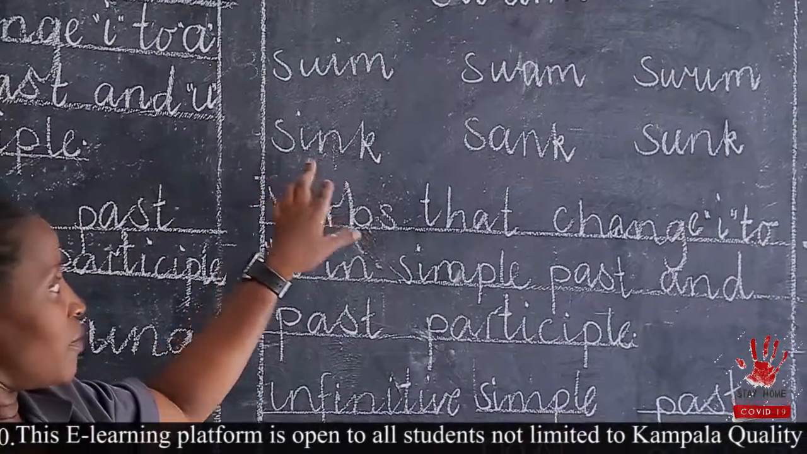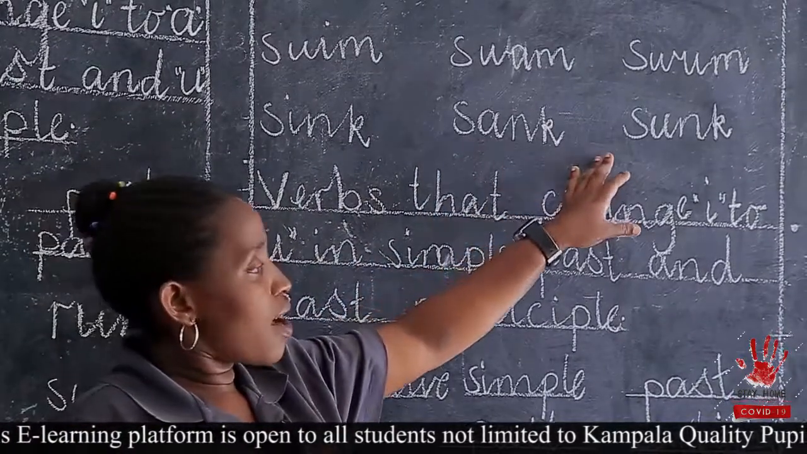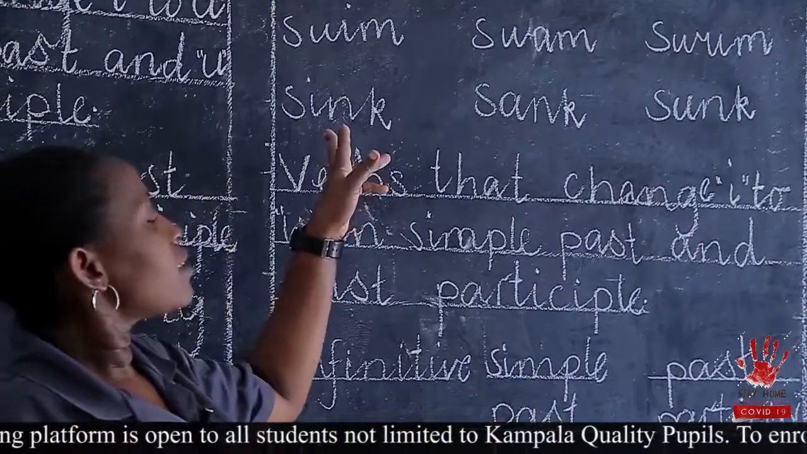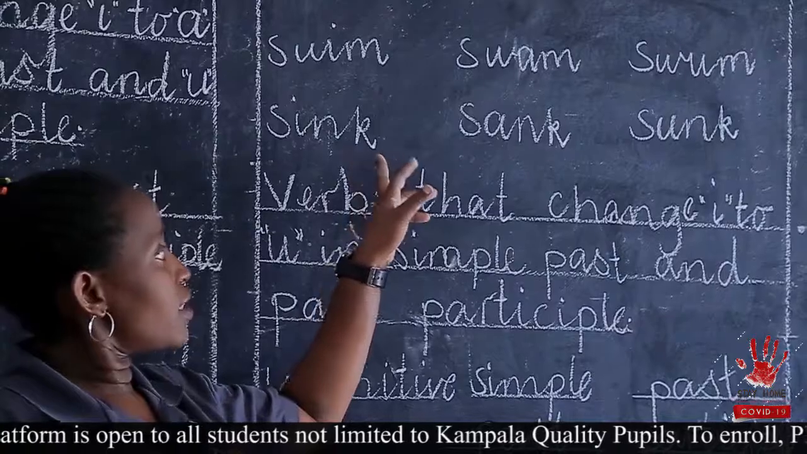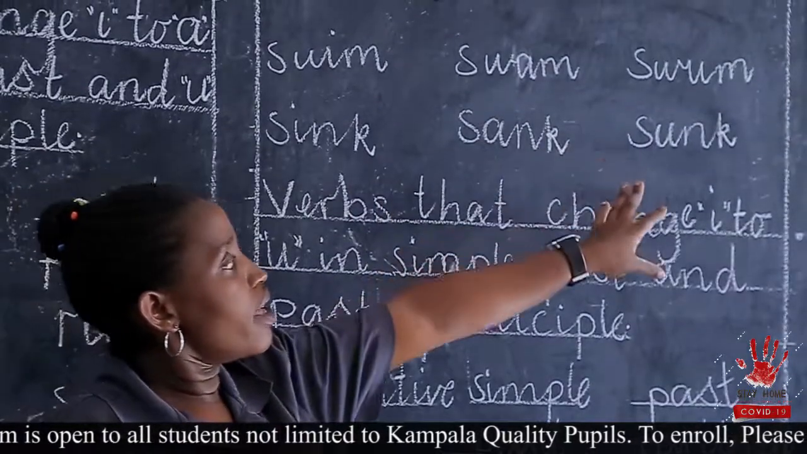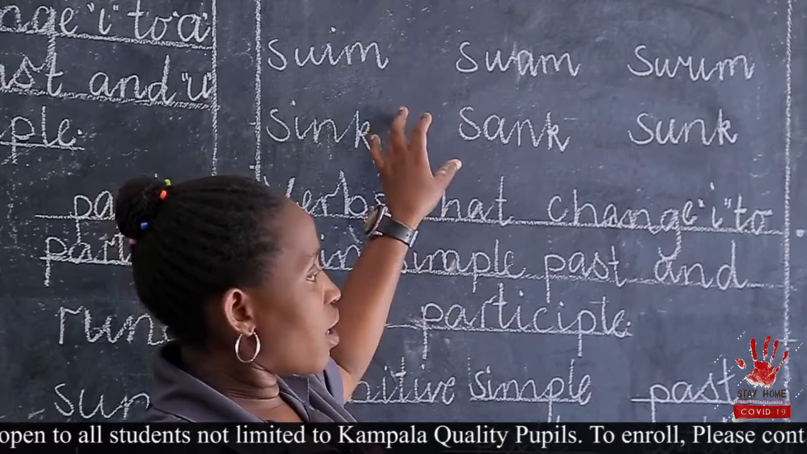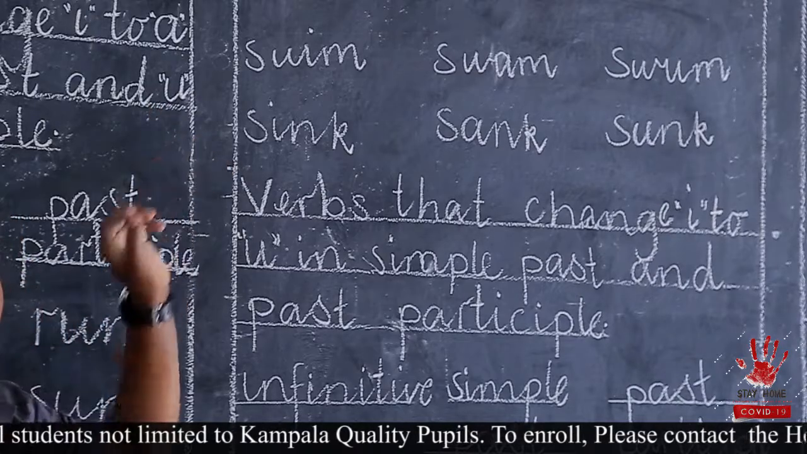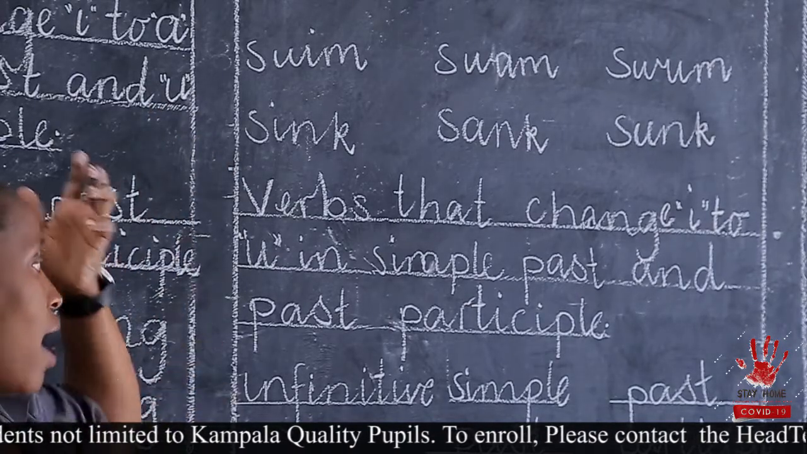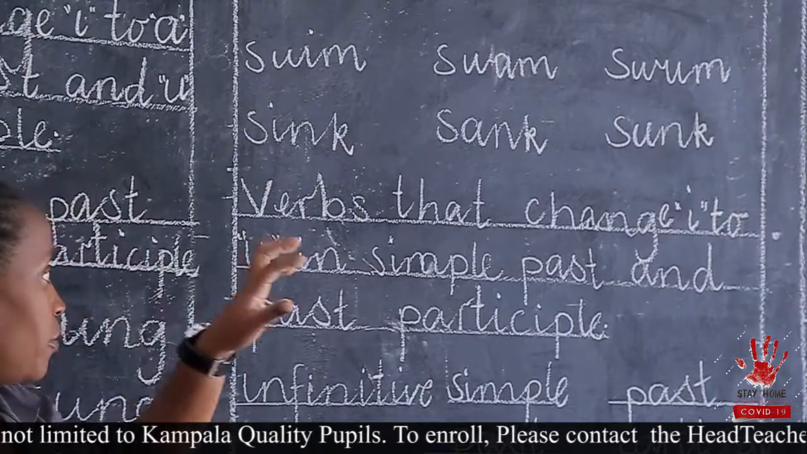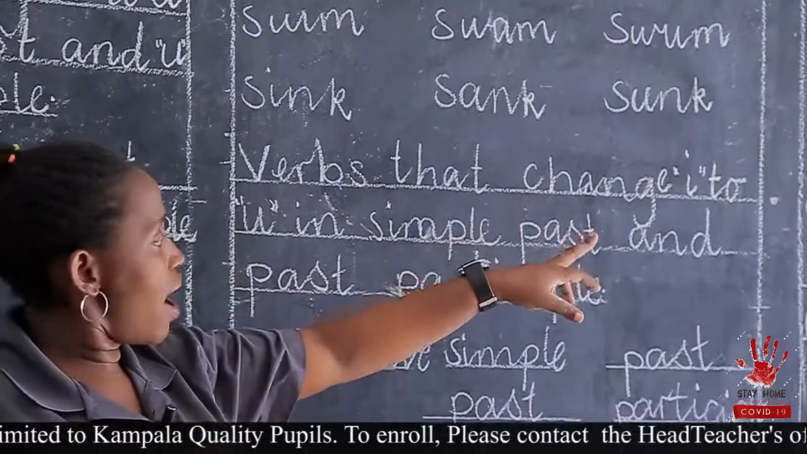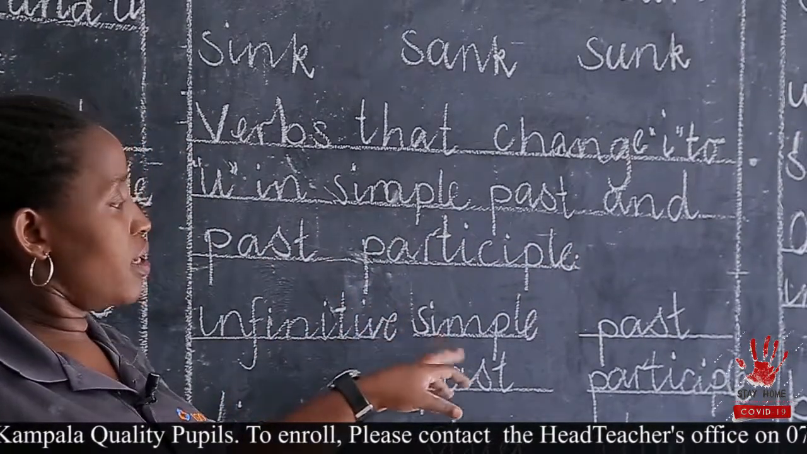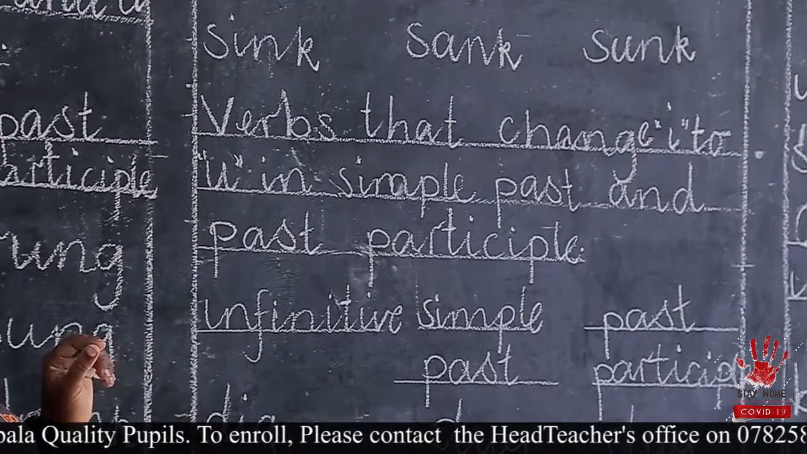Then we have sink, sank, then sunk. To sink, to go down. To go down, that is sink. Yes, so it is sink, it changes to sank, and then sunk. So that is the category where we change I to A in simple past, and then U in the past participle. Another category of these verbs that change I to U in the simple past and the past participle. We have these verbs.